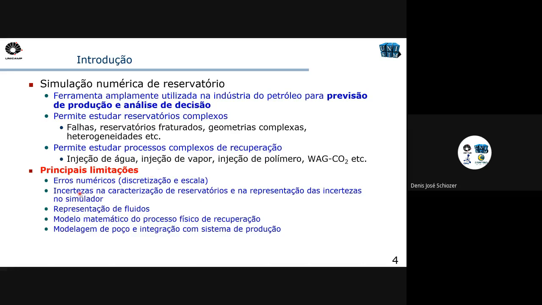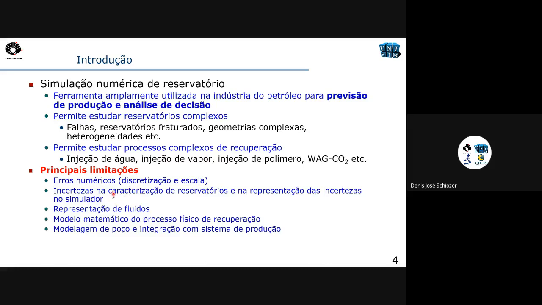The second main limitation here is the uncertainties, as we're going to observe in the seminars and even in the theoretical part. We have a lot of uncertainties. The reservoirs today are much better characterized than in the past. We have seismic information, we have well tests, we have a lot of information, but even with all this information, we still have a lot of uncertainties in the reservoirs today. And because of these uncertainties, we have to work with probabilistic approaches, multiple scenarios, and so on.